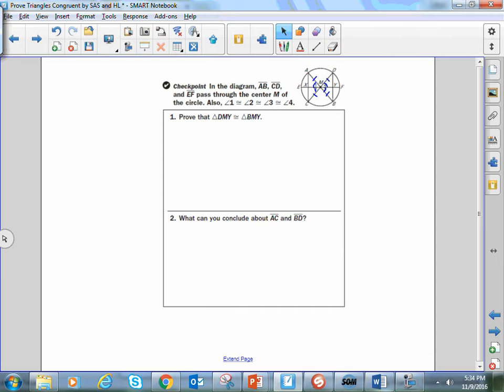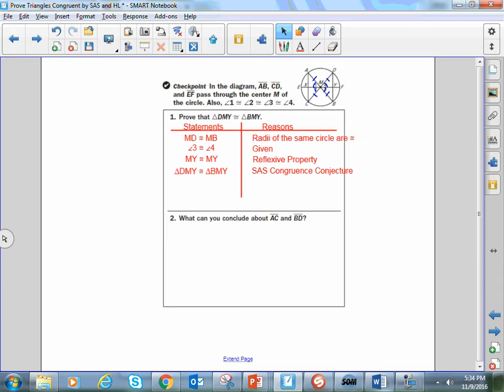Well, the one thing that we have to include is that MY is the same between both figures because it's shared between them. That's the reflexive property. So we have a side, an angle, and another side where the angle is included in between the two. So that's enough to be able to say that the triangles are congruent by side, angle, side. So let's clear this up here and let's start taking a look at the next one.